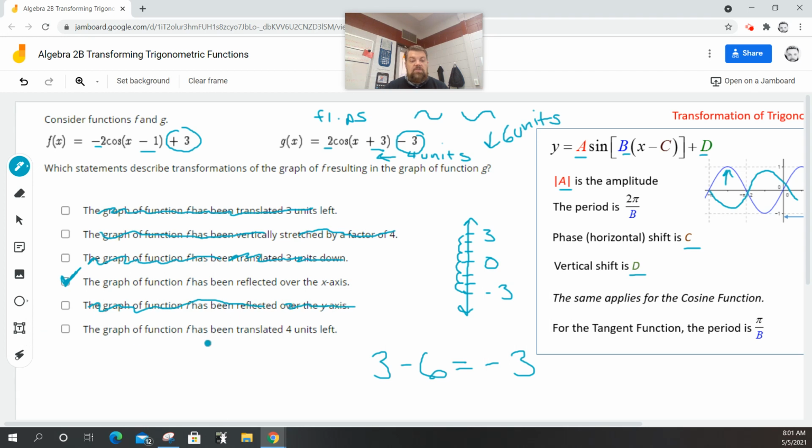And the graph of the function f has been translated 4 units to the left. Yep. Same thing here. We start off with a -1, and to get to a +3, we had to add 4. But because the horizontal shift is the opposite direction, this right here means 4 units to the left. By adding 4 to that, we're going 4 units to the left. And that's it.